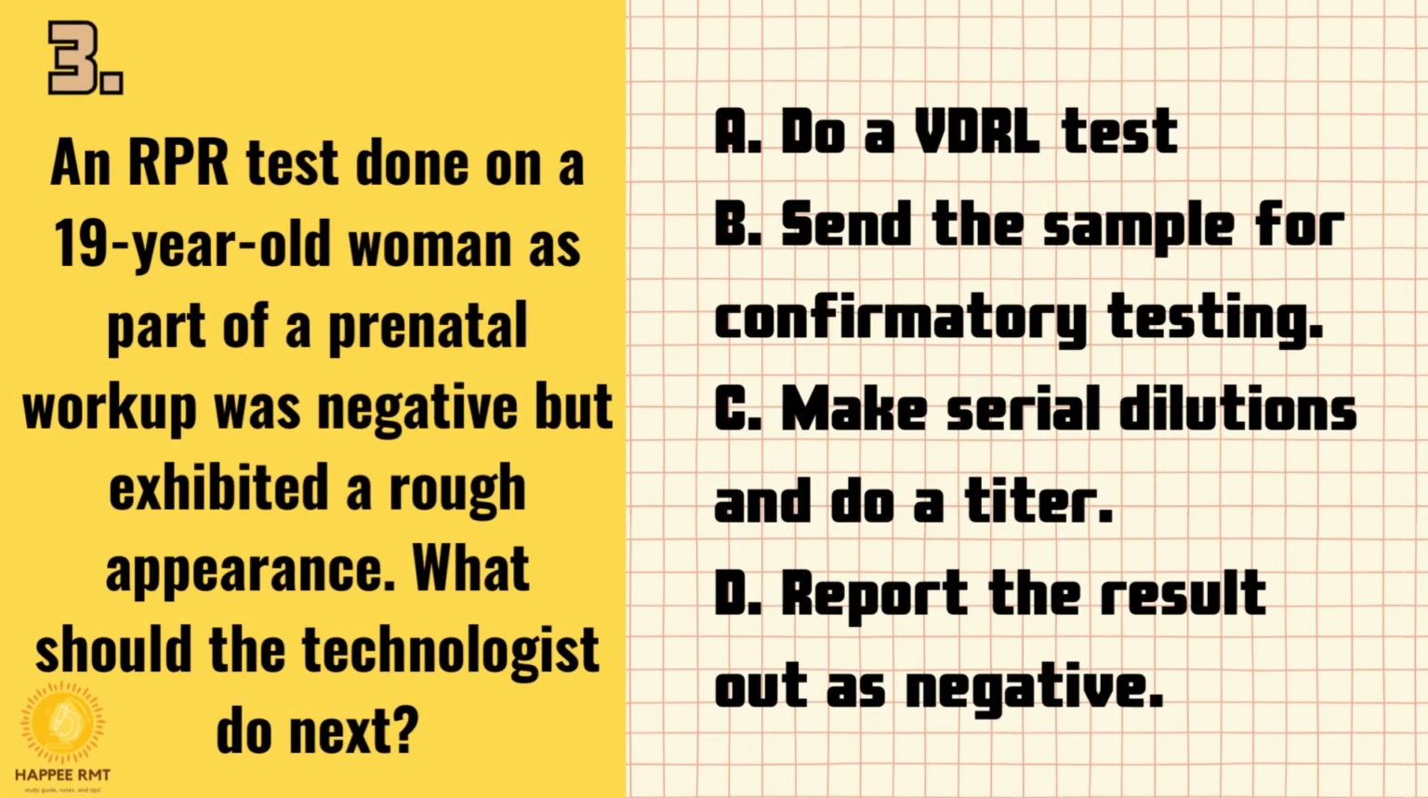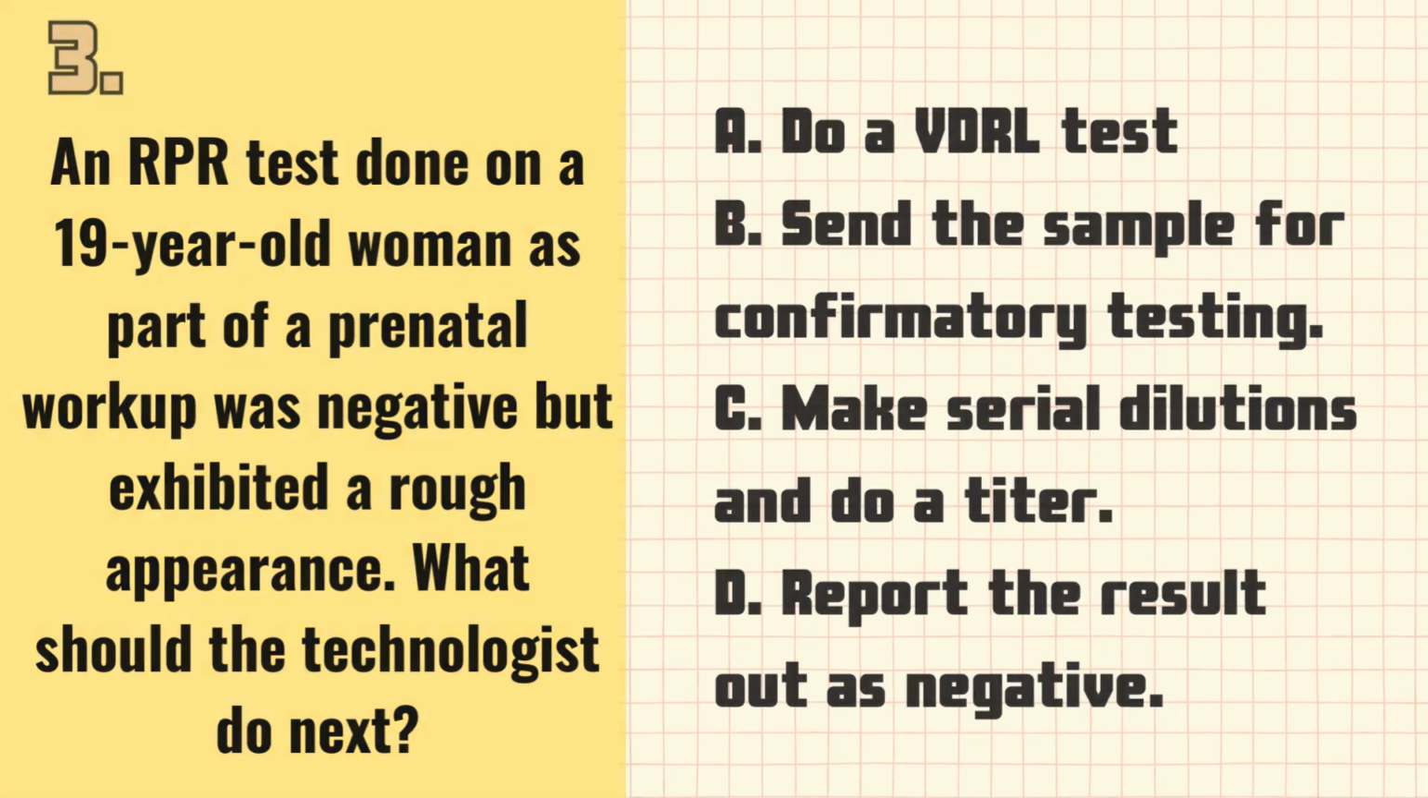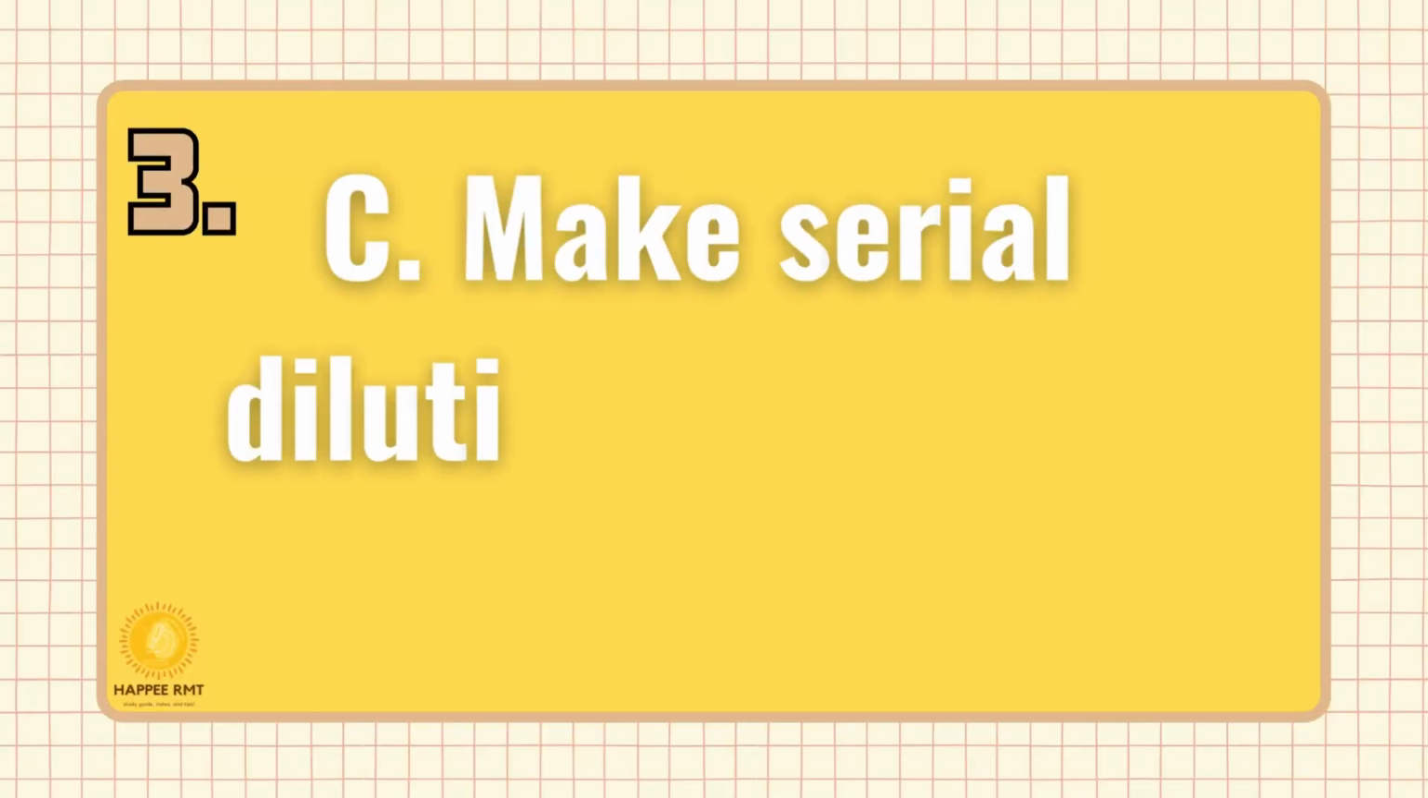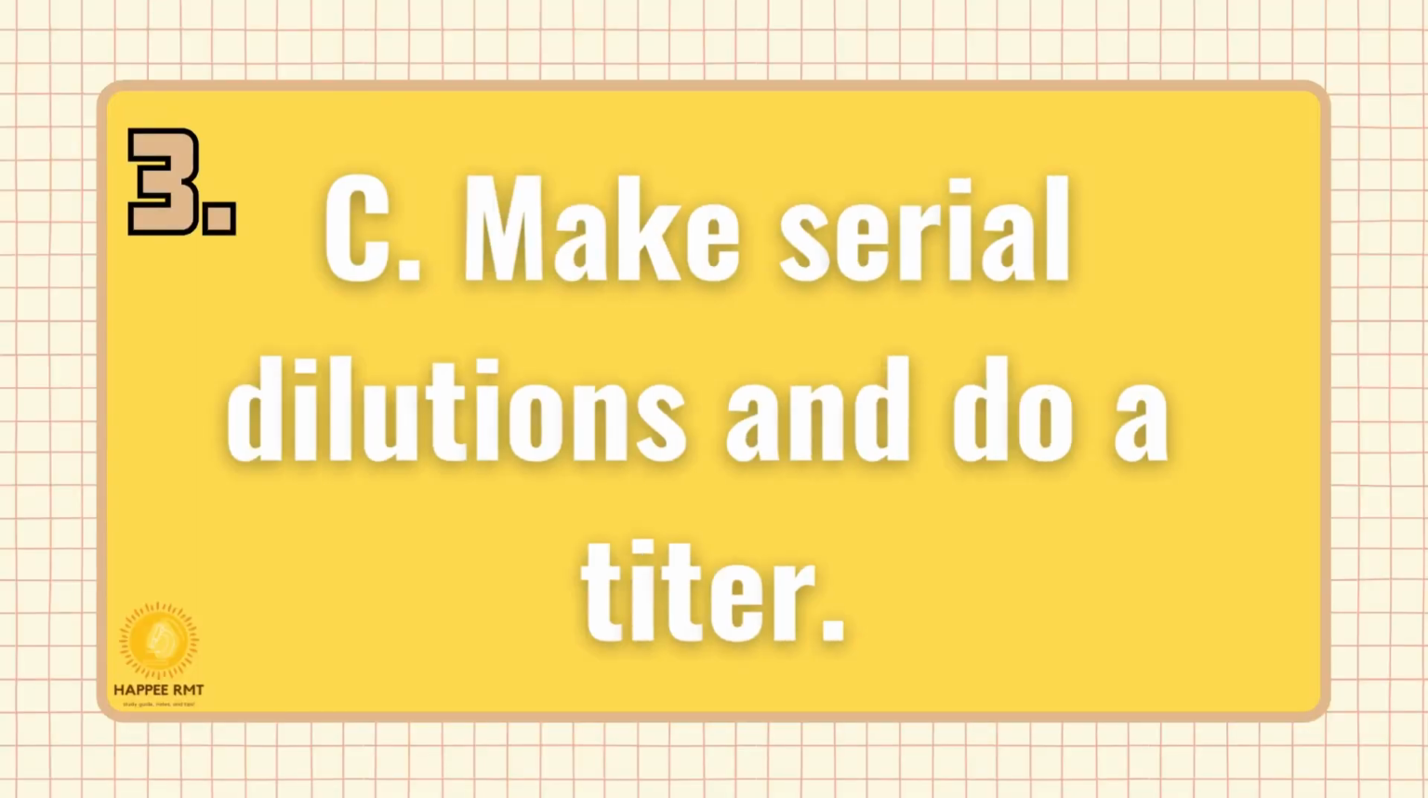Number 3. An RPR test done on a 19-year-old woman as part of a prenatal workup was negative but exhibited a rough appearance. What should the technologist do next? A. Do a VDRL test, B. Send the sample for confirmatory testing, C. Make serial dilutions and do a titer, D. Report the result as negative. Answer is C. Make serial dilutions and do a titer.